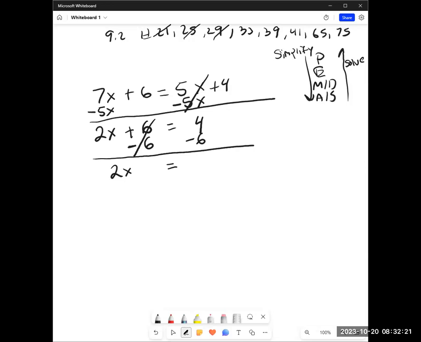4 minus 6 is a negative 2. We're going to divide by 2 and divide by 2. And x is equal to a negative 2 divided by 2, which is a negative 1.